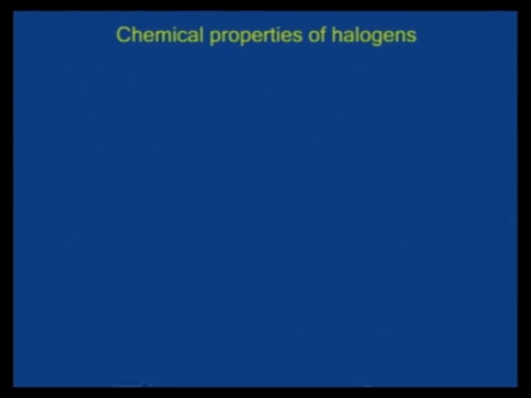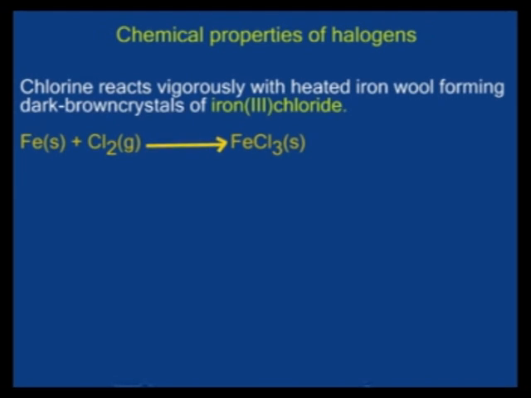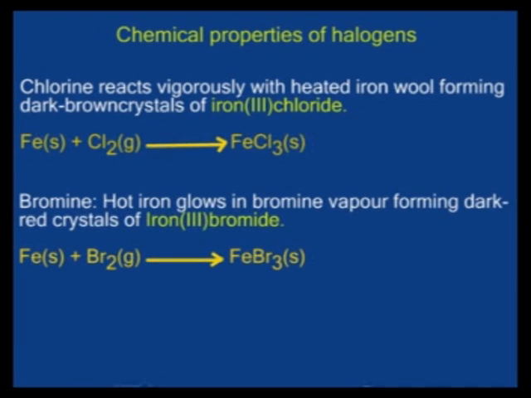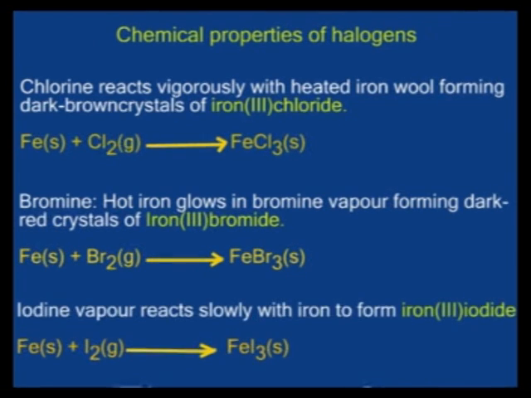So now, chemically, how do halogens behave? When a stream of dry chlorine gas is passed over heated iron wool, it reacts vigorously, forming dark brown crystals of iron 3 chloride. Now, usually concentrated sodium hydroxide is used to react excess chlorine to avoid the emission of poisonous chlorine gas in the atmosphere. Now, hot iron glows in bromine vapor, forming dark red crystals of iron 3 bromide. Iodine vapor reacts slowly with iron to form grayish-black crystals of iron 3 iodide.